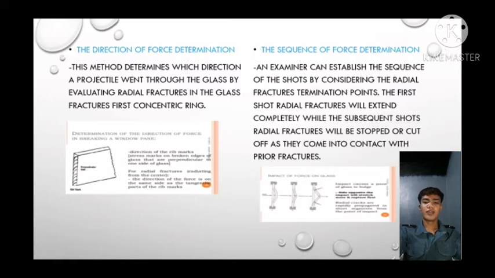The sequence of force determination. An examiner can establish the sequence of the shots by considering the radial fractures' termination points. The first shot's radial fractures will extend completely, while the subsequent shot's radial fractures will be stopped or cut off as they come into contact with the earlier fractures.